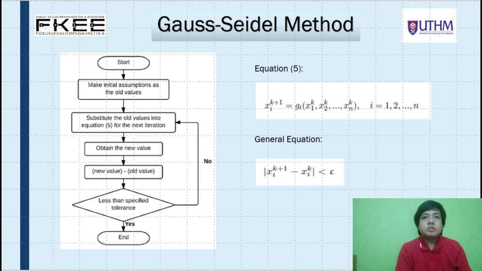These are the steps to use the Gauss-Seidel method. Firstly, we need to make an initial assumption for the odd value. After that, substitute the value into the equation shown on the right side of the slide for the next iteration. After we obtain the new value, we subtract it from the old value, and if the answer is less than a specific tolerance, we end the program. If not, we repeat the second step until the answer becomes less than the specific tolerance.